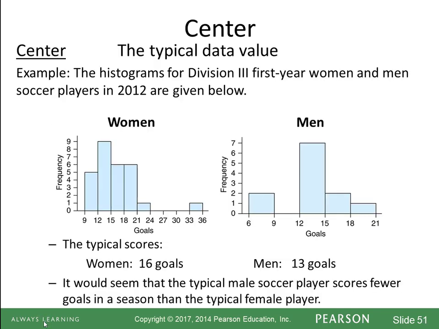So center. So again, center is our typical value. In chapter 3, we're going to talk about numerical values of typical. But you can see here typical is going to be 16 goals. Okay? So it's kind of in the middle. For men, it's going to be 13 goals. So the typical male soccer player scores fewer goals in a season than the women.